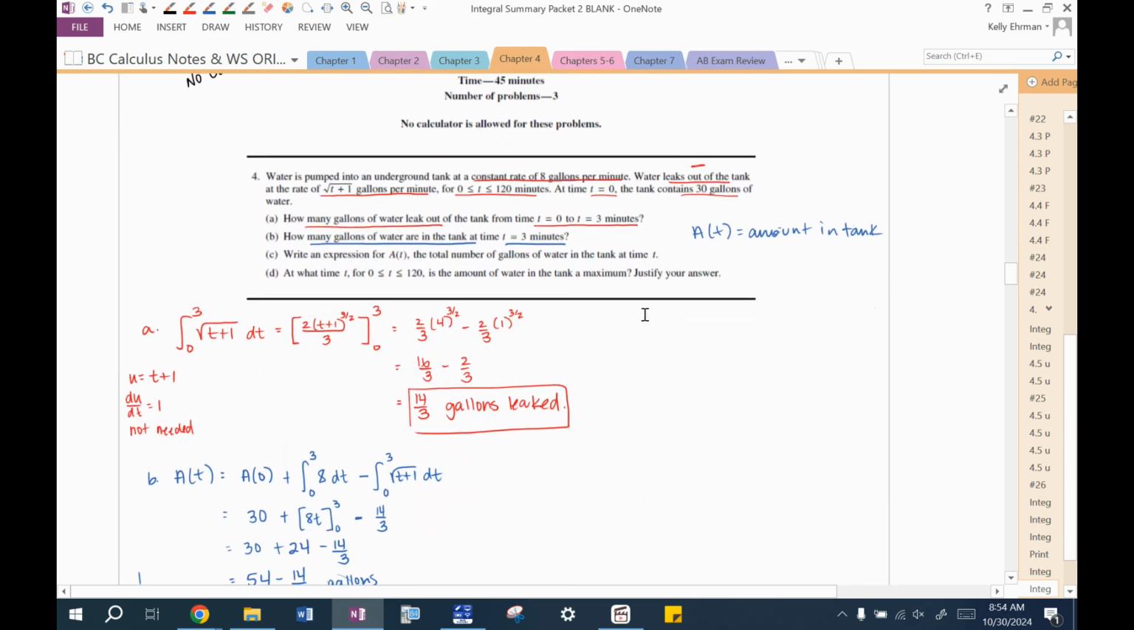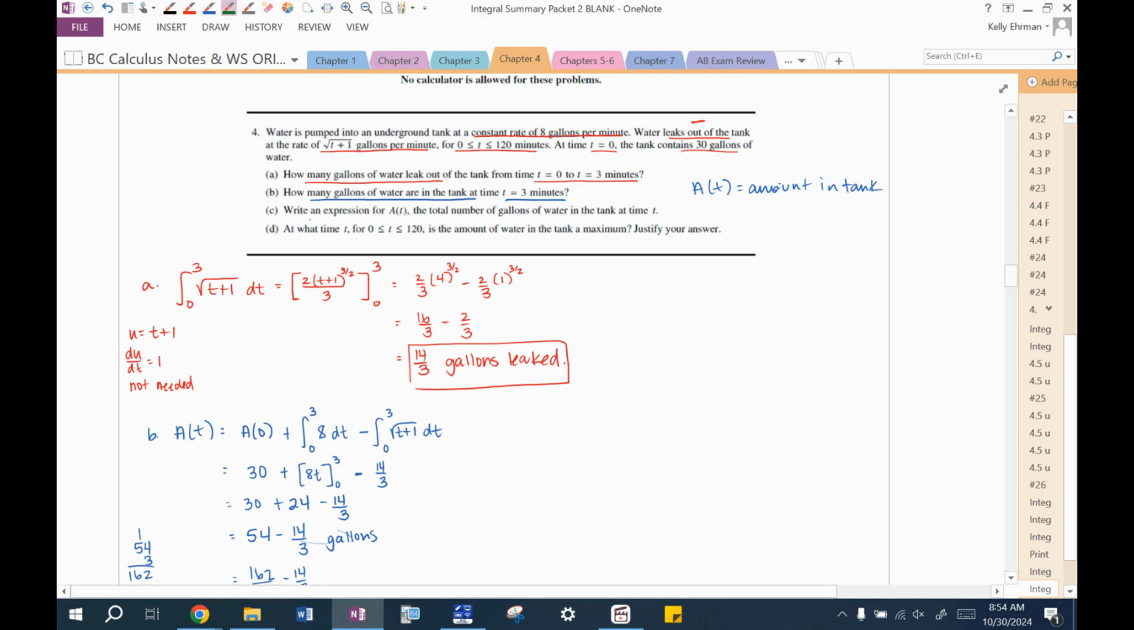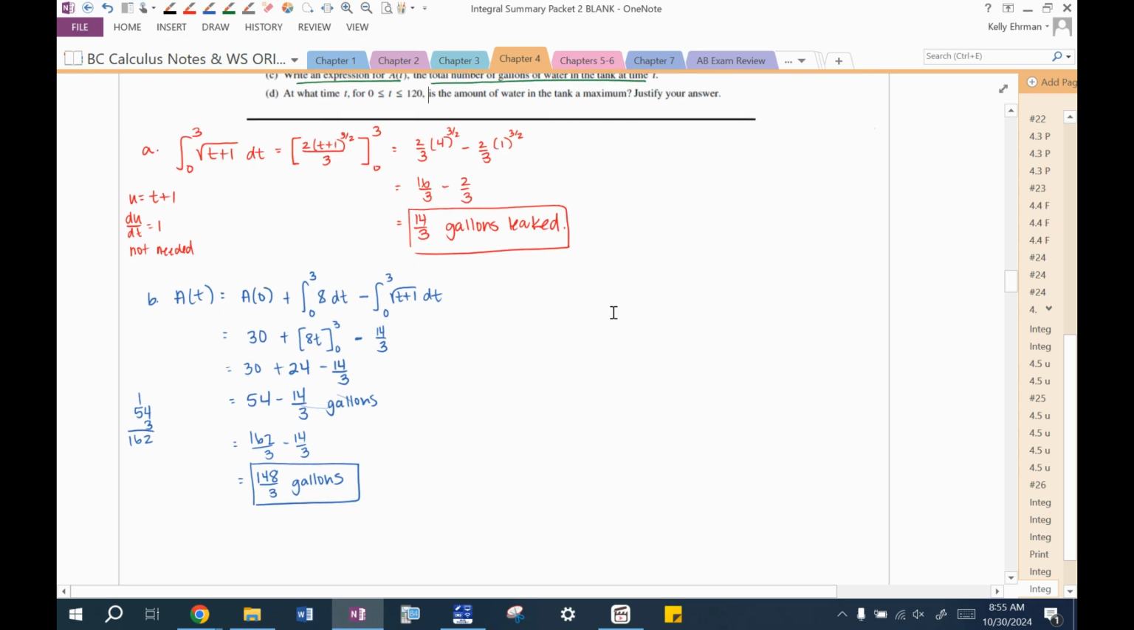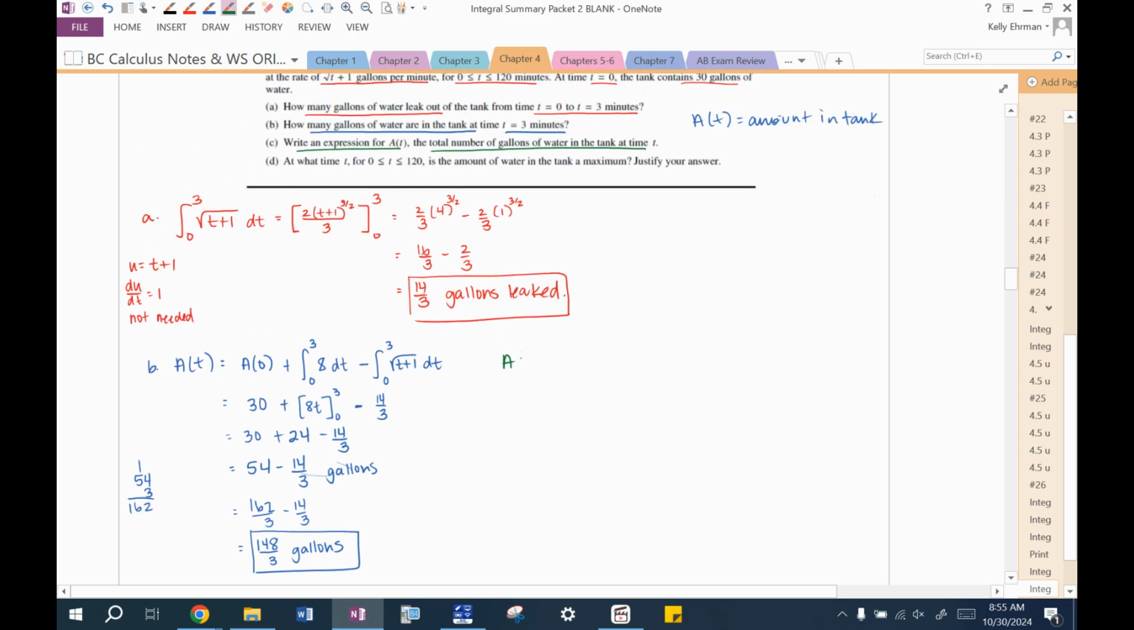All right. And then on part C, write an expression for A of T, the total number of gallons of water in the tank at time T. So here's the nice thing about setting it up the way we did in part B. We just need to make some adjustments. So, okay, A of T. Be careful here. It's equal to A of 0, which is 30, or you could write A of 0 right there, plus the amount of water coming in.